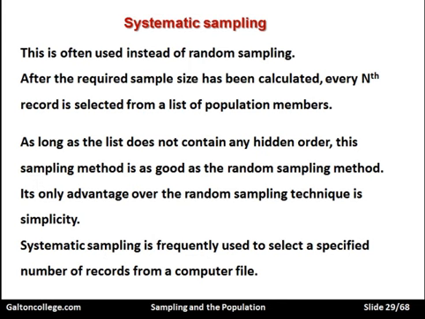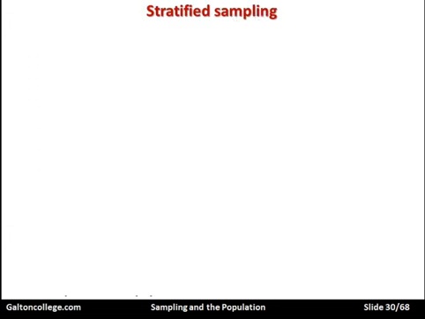It's often used when the data is already on computer file and they want to sample from the computer file. They might pick every 10th item in the file and use that as the basis of a sample. That might be the case. But it is a simple technique and it is cheaper to use. Systematic sampling. Now let's move to stratified sampling.